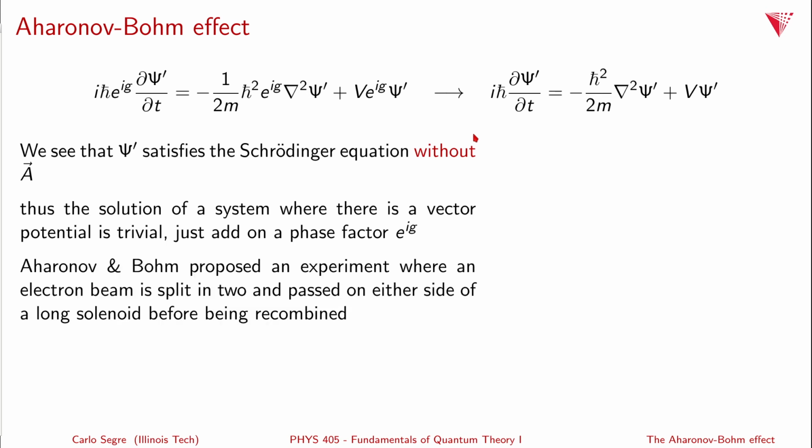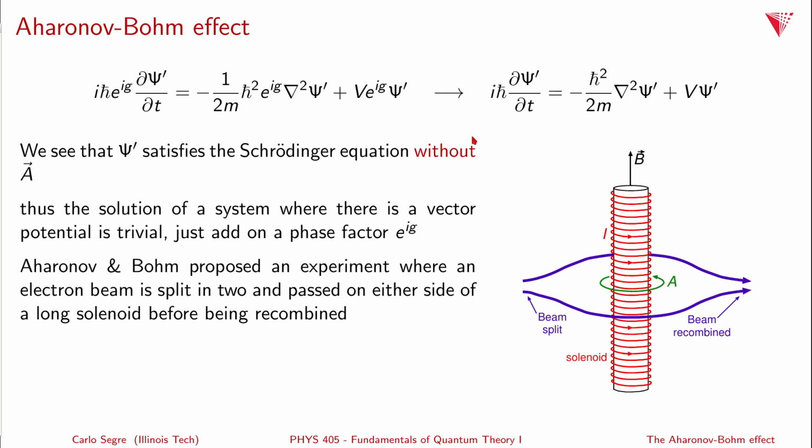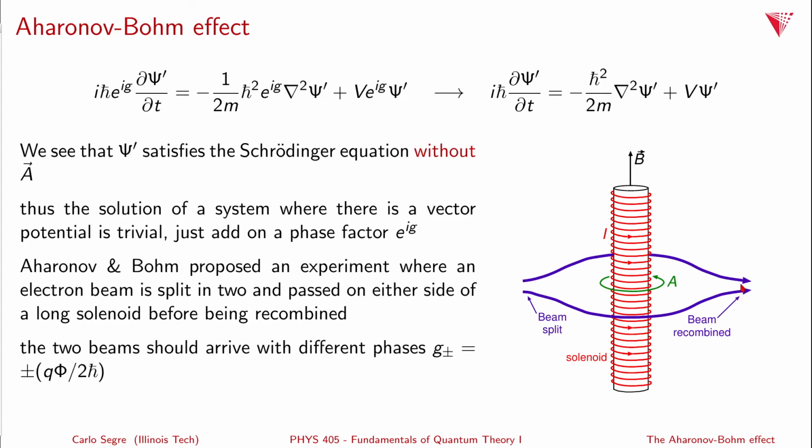So Aharonov-Bohm proposed an experiment where the electron is split in two and passed on either side of a long solenoid before being recombined. So this is the experiment. You take the beam, you send it around one side of the solenoid, you send it around the other side of the solenoid. You have A, which is a constant magnitude but changes in direction because it's cylindrical coordinates. And then you recombine the beam and see what happens on the other side.